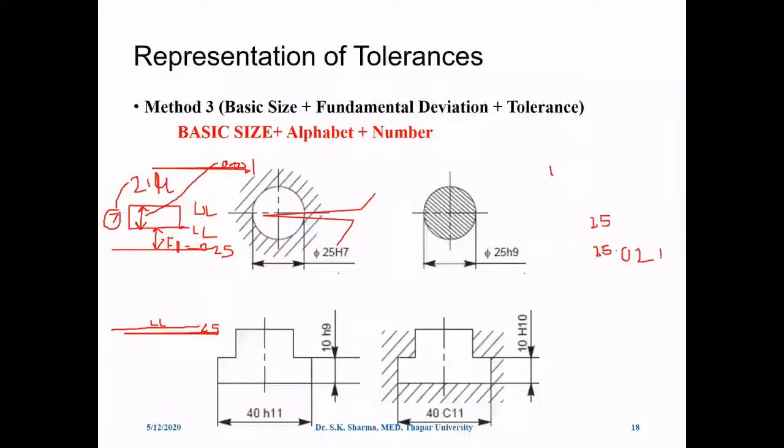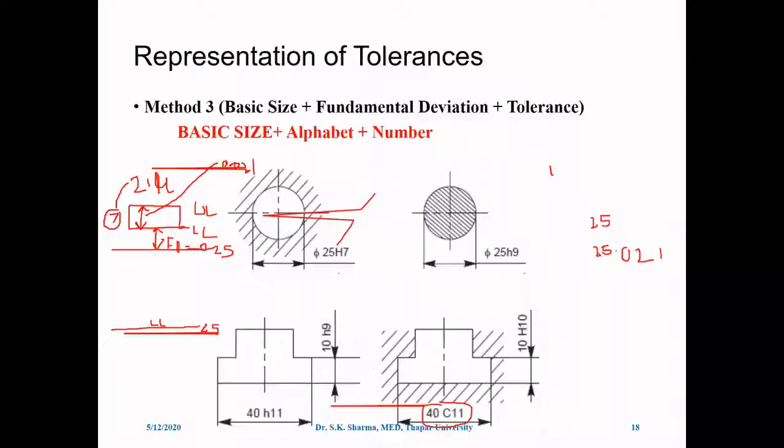So in this question you have to understand that if 25H7 is given, then what are the lower and the upper limits of the dimension. Now let us take another case. Let us say I am taking 40C11. What is the meaning of this?